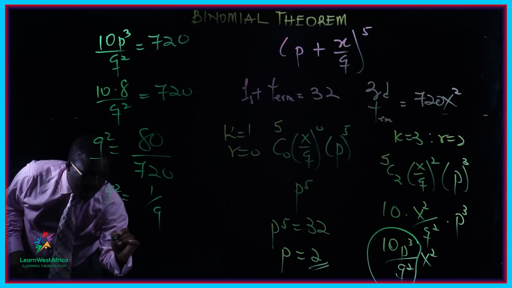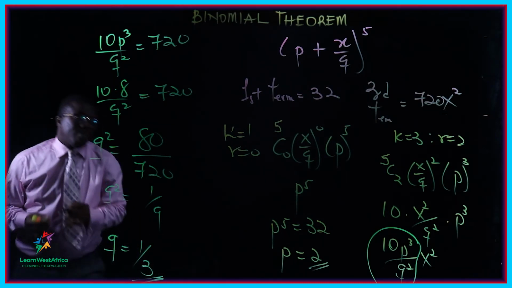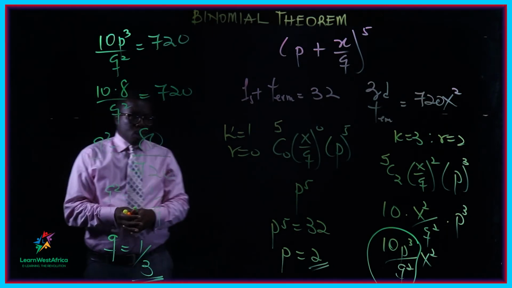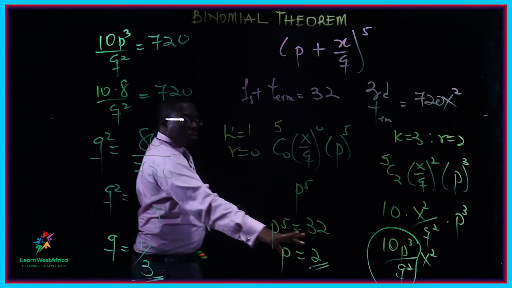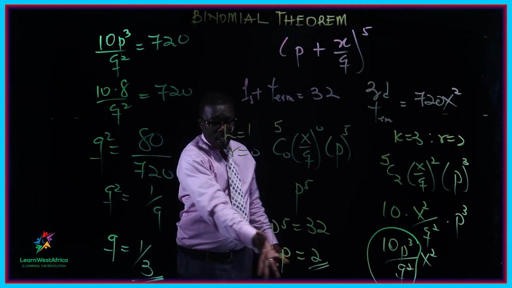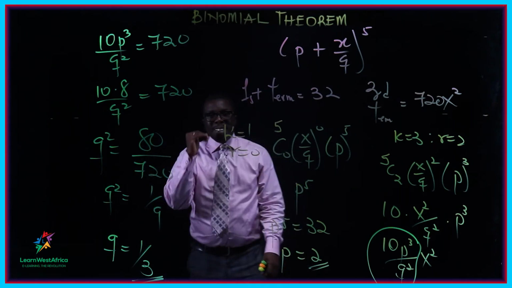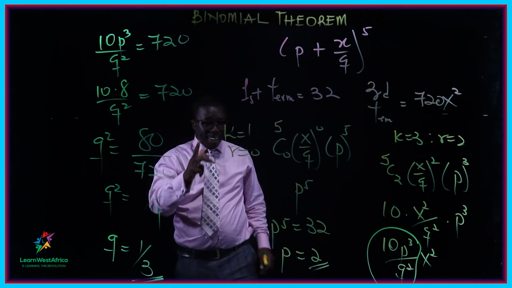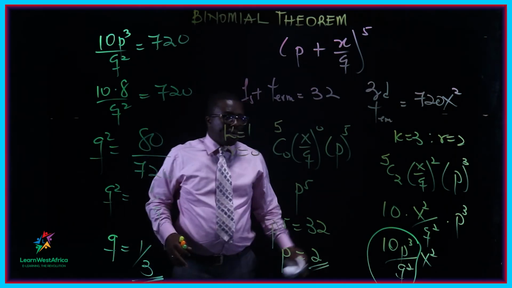Okay, so let's go here. Our q will be equal to 1 over 3, remember, where p and q are positive. So now we have our p being equal to 2 and our q equal to 1 over 3. The question says that we should find our second term, right? So let's try and just find the second term.